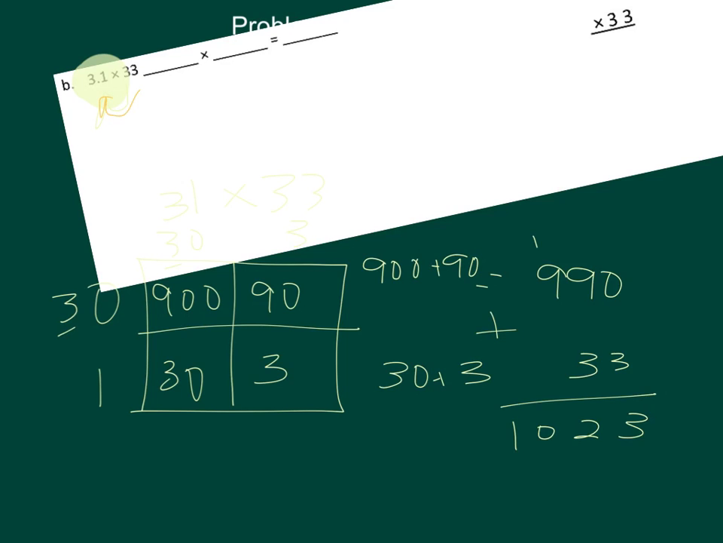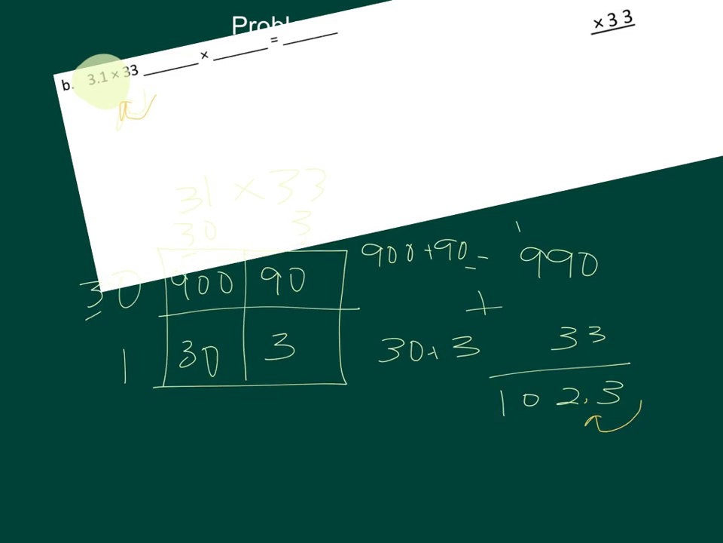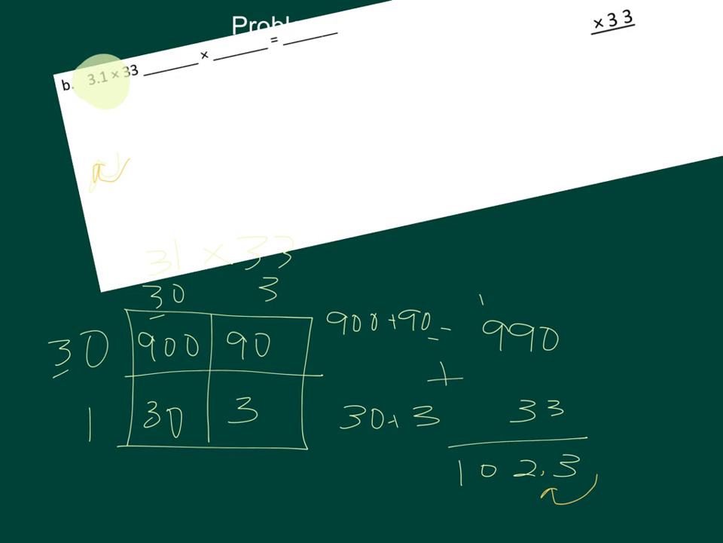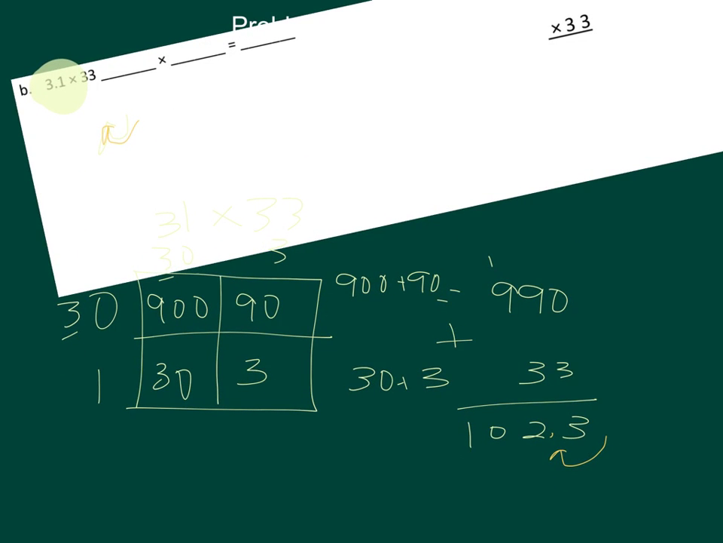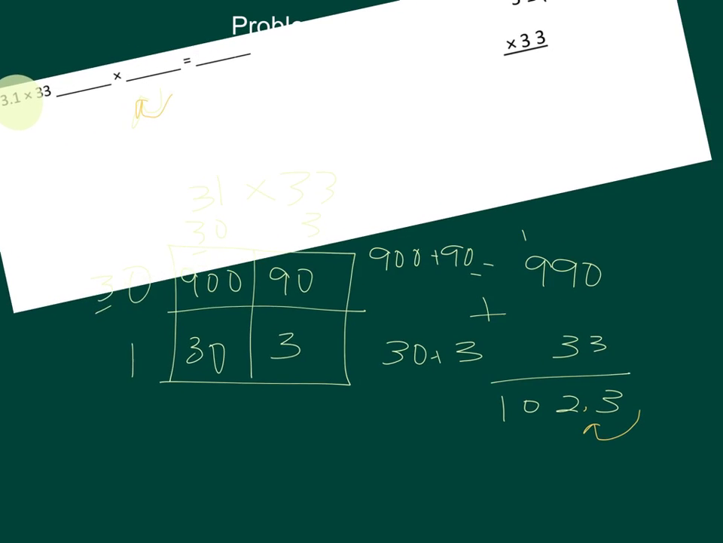1 hop. In my answer, it's going to be 1 hop over from the back. 102.3 is your answer, your product to the problem. Let's check our work using standard algorithm next.